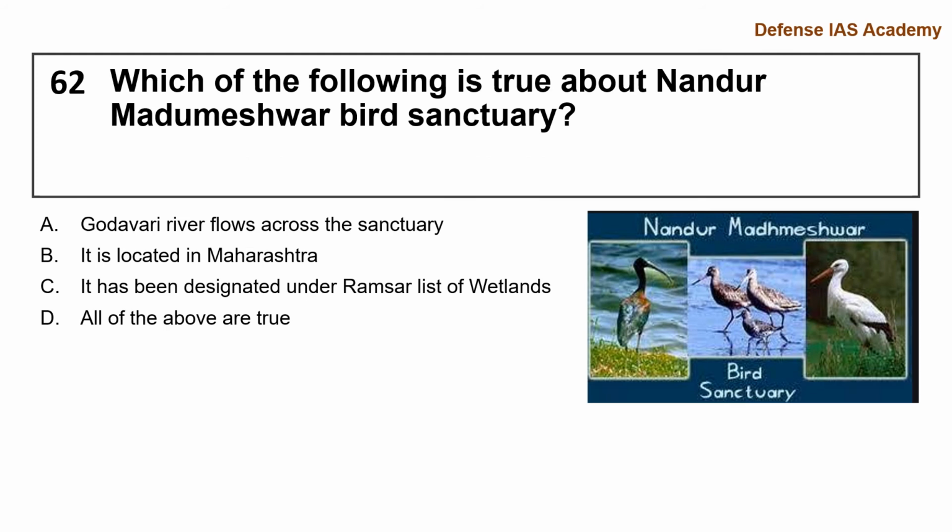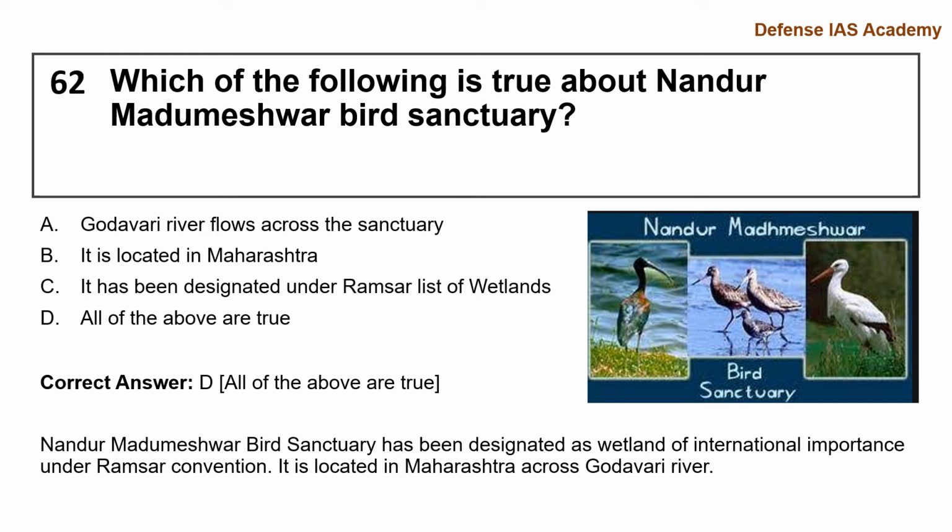Next question 62. Which of the following is true about the Nandur Madhumeshwar bird sanctuary? The correct answer is option D. All of the above are true. Means Godavari flows across this sanctuary. It is located in Maharashtra and it has been designated under Ramsar list of wetlands. The Nandur Madhumeshwar Bird Sanctuary has been designated as a wetland of international importance under Ramsar Convention. It is located in Maharashtra across the Godavari river.